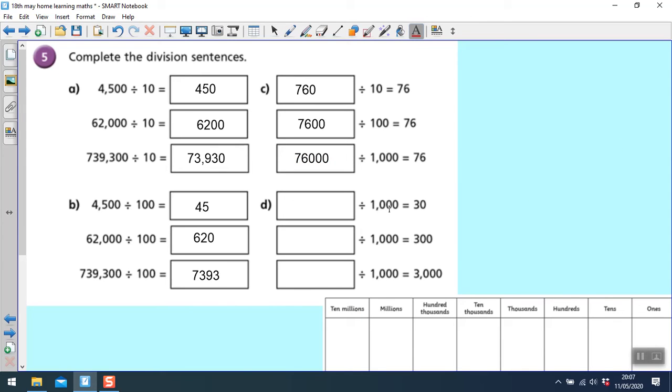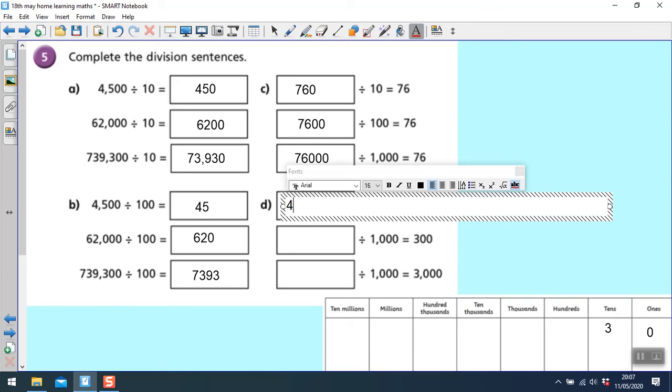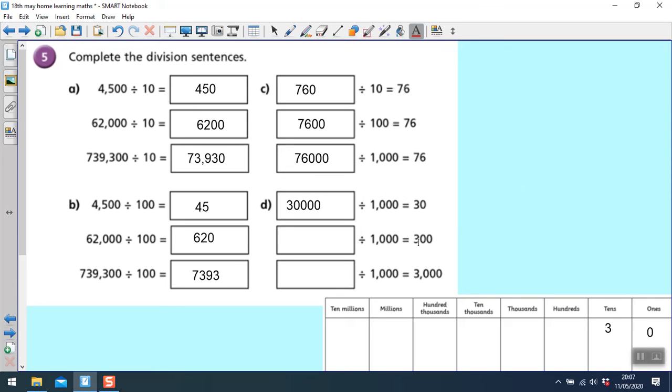Something multiplied by 1,000 equals 30. So again, I've got to do my inverse. Here's 30. I've got to move everything 3 places to the left to times by 1,000. 1, 2, 3. It's going to be 3 tens of thousands. No thousands, no hundreds, no tens, no ones. 300 times by 1,000 to get my original number. So now I've got 300.